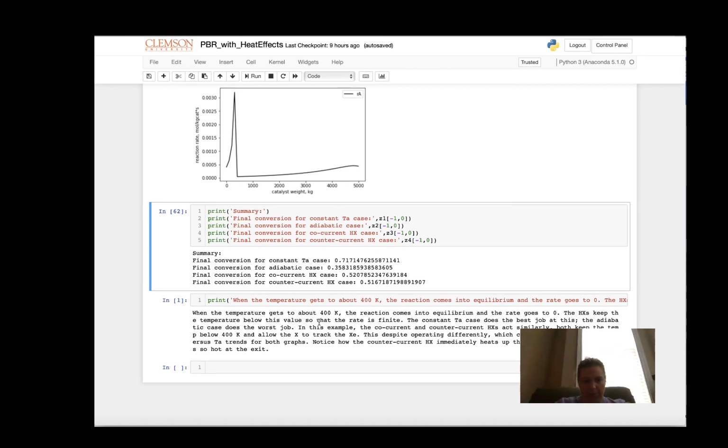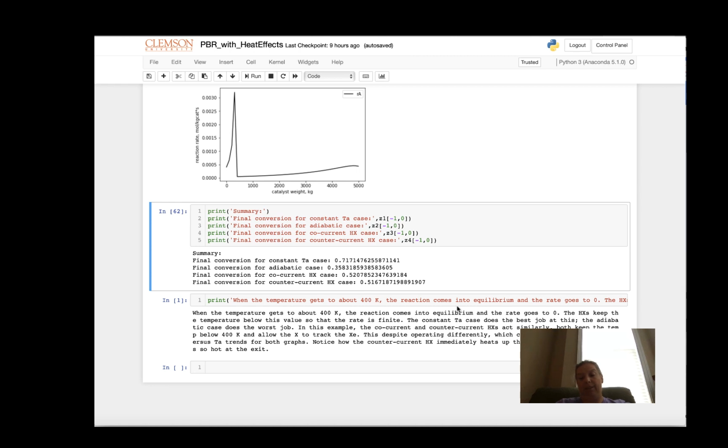So that's what's also being said here. When the temperature gets to about 400 K, the reaction comes into equilibrium and the rate goes to 0. The heat exchangers keep the temperature below this value so that the rate is finite. The constant TA case does the best job at this. The adiabatic case does the worst job. In this example, the co-current and countercurrent heat exchangers act similarly. Both keep the temperature below 400 K and allow the conversion to track the equilibrium conversion.